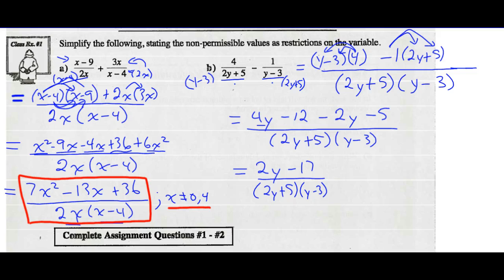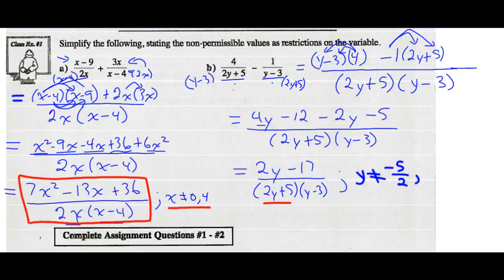I can't simplify that anymore. I now want to state non-permissible values. So I look at my first denominator as a factor, 2y plus 5. That can't equal 0. So y can't equal minus 5 divided by 2.